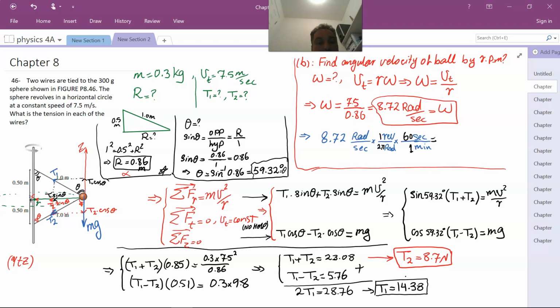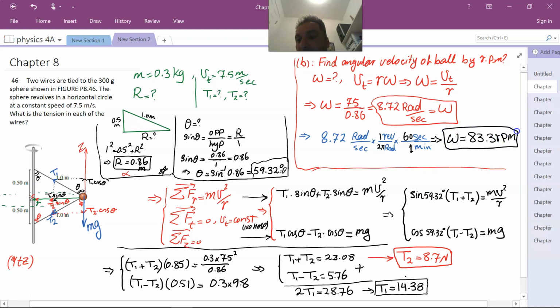8.72 times 60 divided by 2 pi. What's that? 83.3. So omega becomes 83.3 RPM. This is another good practice, that you can convert radians per second to RPM. Before we did RPM to radians per second.